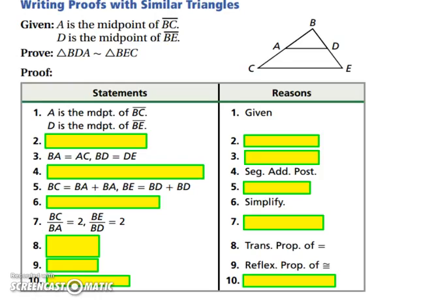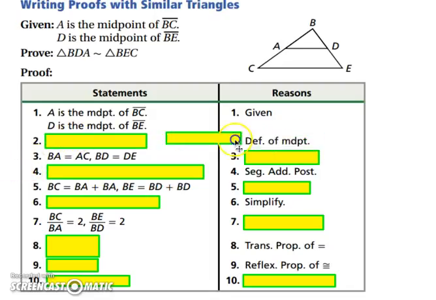Let's look at a couple of proofs. Given A is the midpoint of BC and D is the midpoint of BE, prove that triangle BDA is similar to triangle BEC. Well, we can start with the fact that our given information is first. So we have A is the midpoint of BC and D is the midpoint of BE.